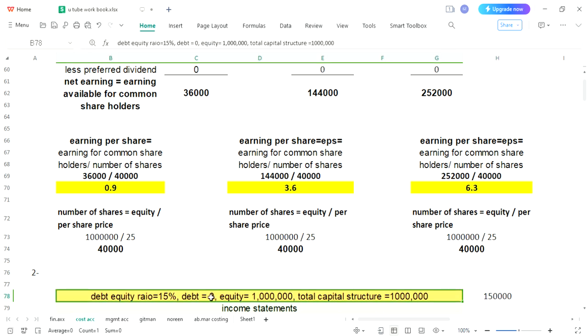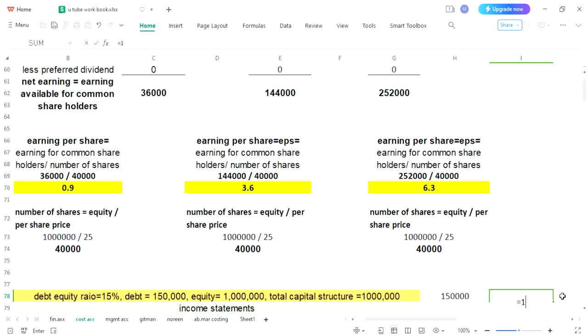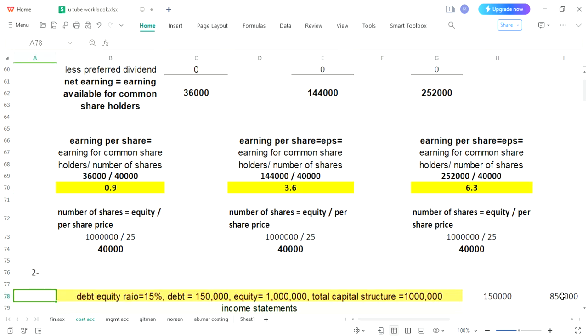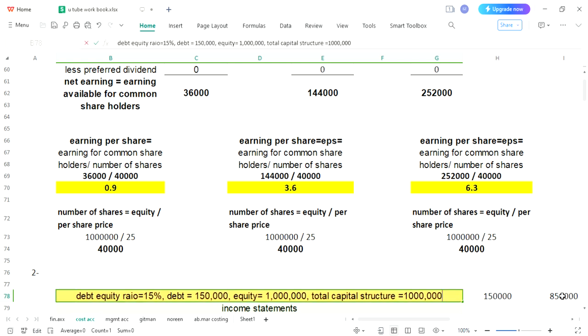We are now going to write 150,000. Yes, 150,000 would be the amount of debt. How much would equity be? For that, here you will calculate total capital structure 1 million, out of which 150,000 was the amount of debt. So 850,000 would be your equity in this case. Let's change it.